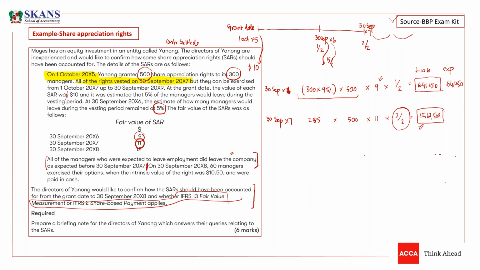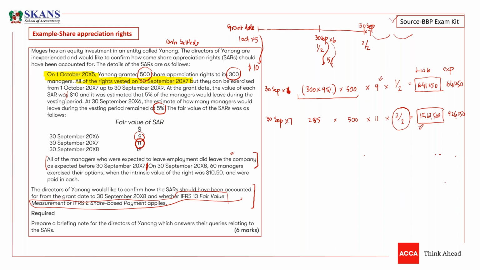So how are we going to calculate the expense of this second year? This is the 2 years' liability. We are going to deduct 1 year's liability from this, and the expense would be 926,250. So this is again an expense.